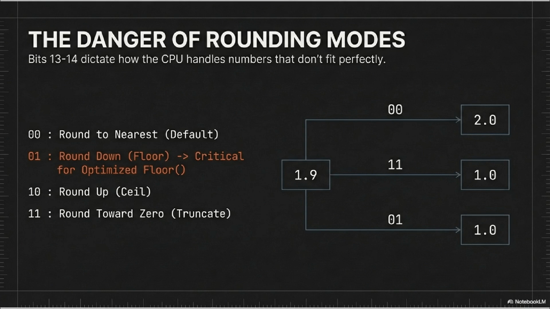Take a look at bits 13 and 14, for instance. They control the rounding mode. So depending on how they're set, a number like 1.9 could become 2.0, or it could be chopped down to 1.0. That's a massive difference, and it all comes from a single tiny hardware flag.